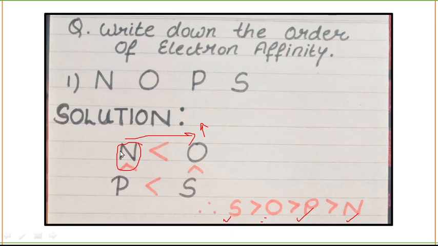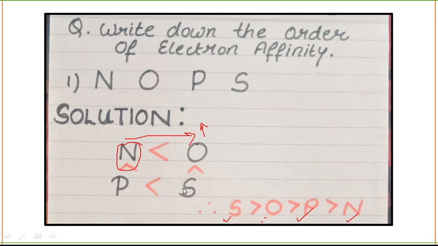Now as you move along the group, you have to see the value of Z effective. As you know, the value of Z effective will decrease. As you move along the group, you have to see the electronic configuration. When you write the electronic configuration for nitrogen and phosphorus, you will see that phosphorus has the higher electron affinity, and the same applies to sulfur. And when you compare these particular symbols, you will get the order as this.